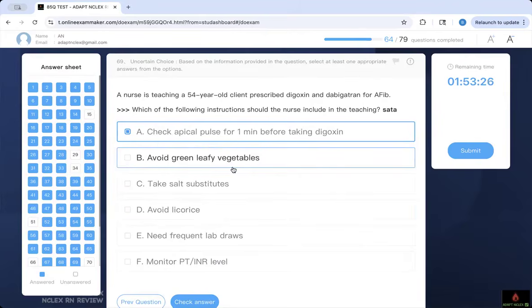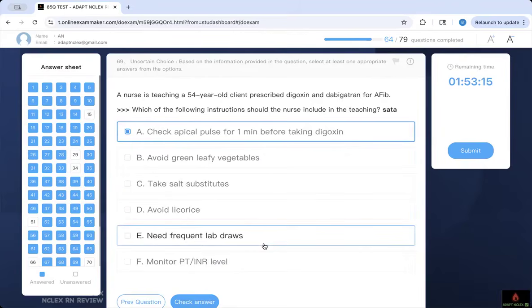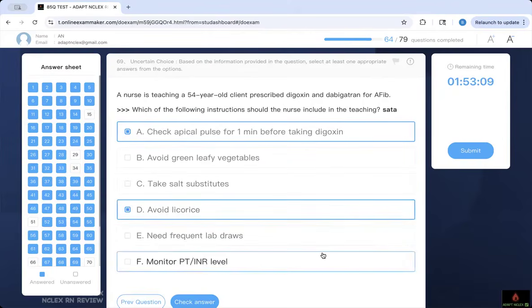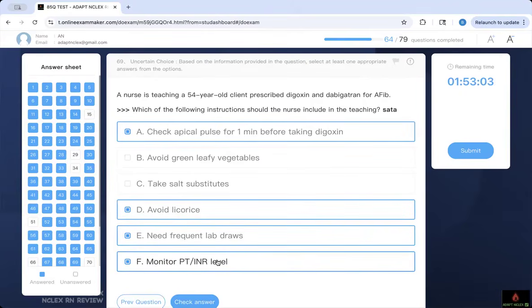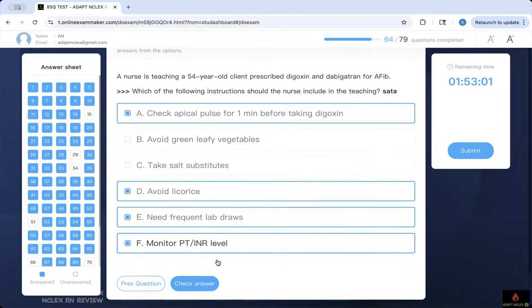Taking salt substitute will increase your potassium. Digoxin, whether you increase your potassium or decrease your potassium, sometimes it can affect that. So you should not do that. So don't include. Avoid local rice is good because it leads to hypokalemia and that can worsen digoxin. That's good. You need frequent lab draw. That is good. You need to monitor your PT and INR. That's good.